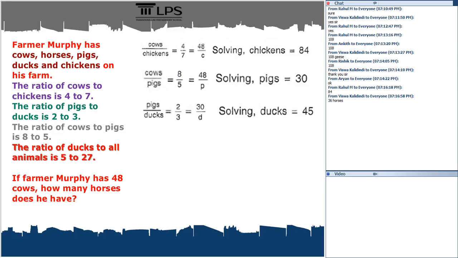Any more answers? Anyone else who can answer this question? I've come to the point where we have the number of ducks that are there on Farmer Murphy's farm.